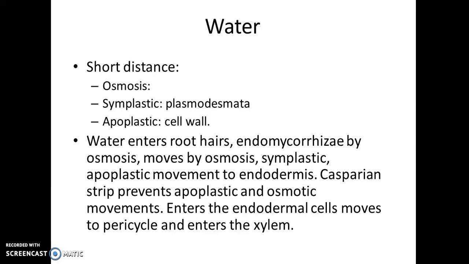and move through the endodermis by the symplastic movement. It has to move through the plasmodesmata to get through the endodermis. Now, this allows the plant cell to select what enters the xylem.